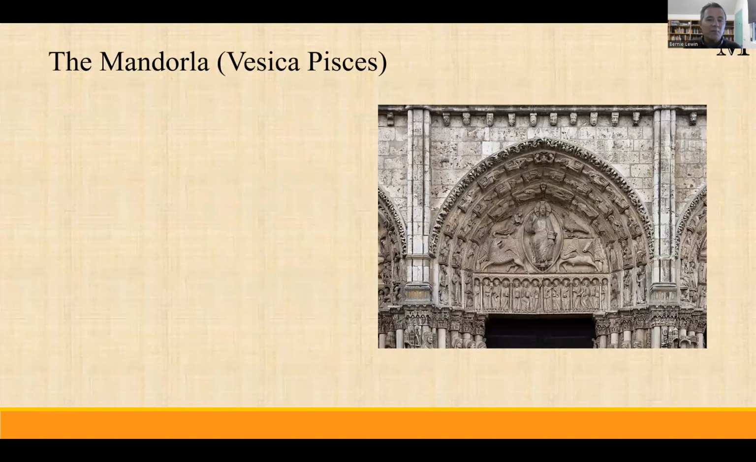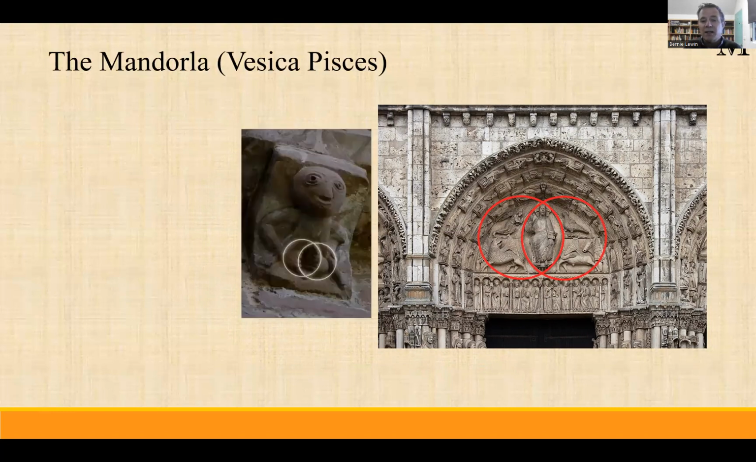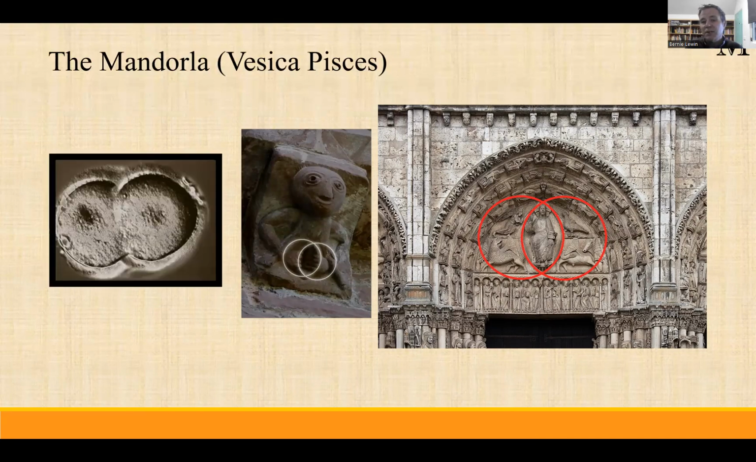And in the European tradition, including Christian and Celtic, it's associated with the feminine power, and especially the feminine power of reproduction. And by some curious coincidence, it's also similar to what we see in microscopic images of cellular division.